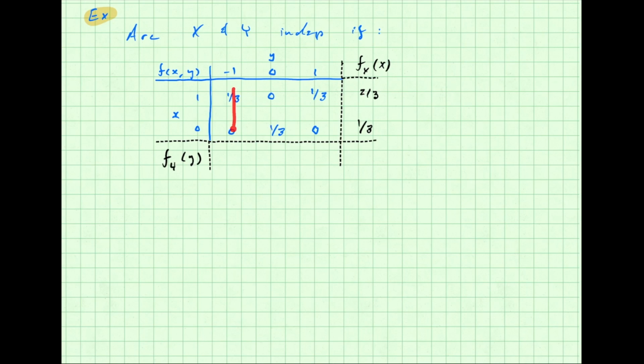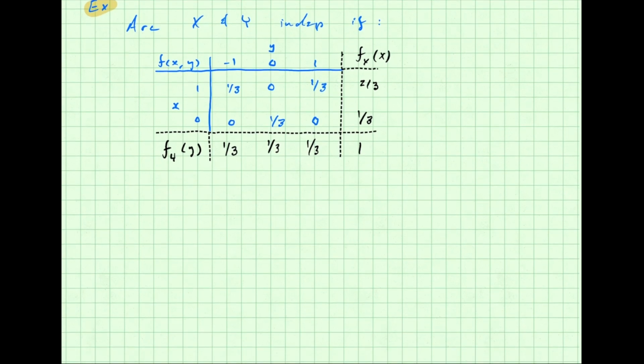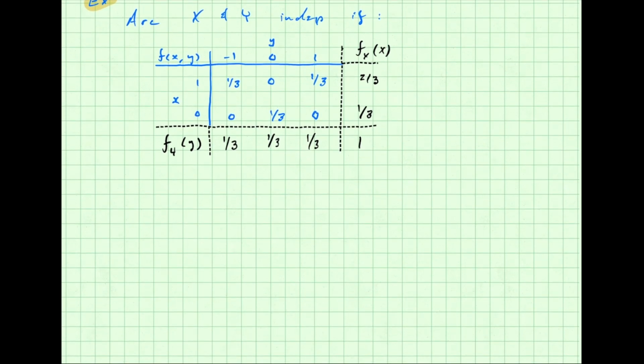Again, I'm summing down this way to get the results, and so this is 1/3, 1/3, so they're all 1/3. And of course, these all add up to 1. Okay, so that's all the information we have. That's all the information we could possibly want. So now, the question is: is it true that x and y are independent?